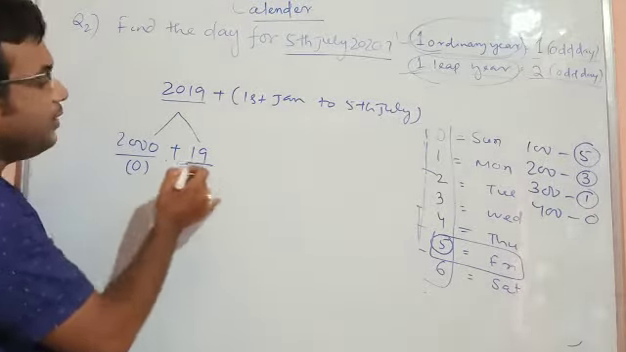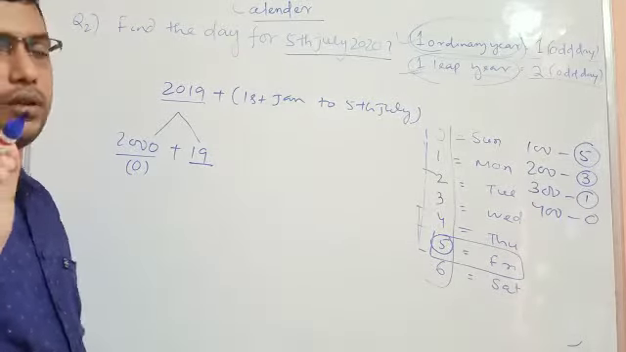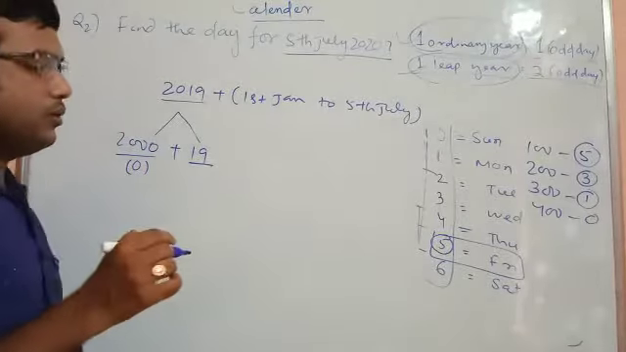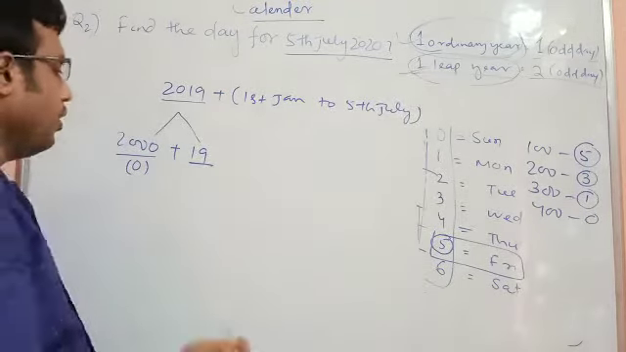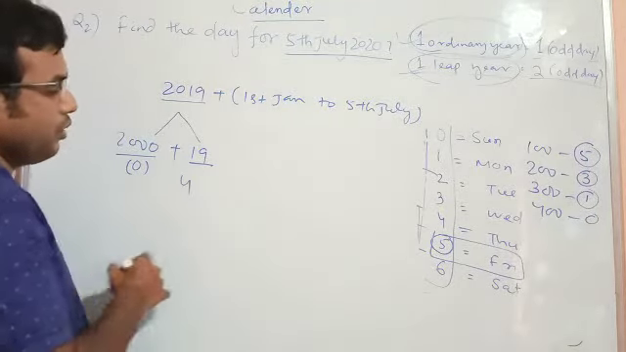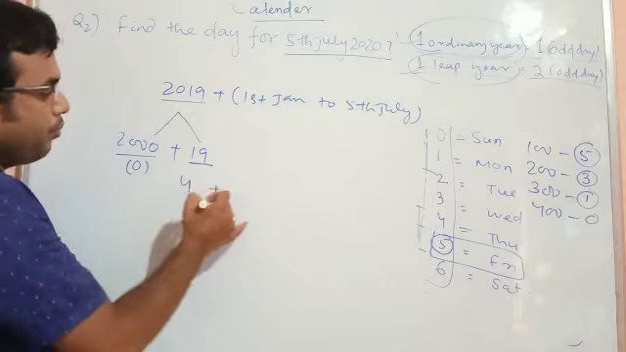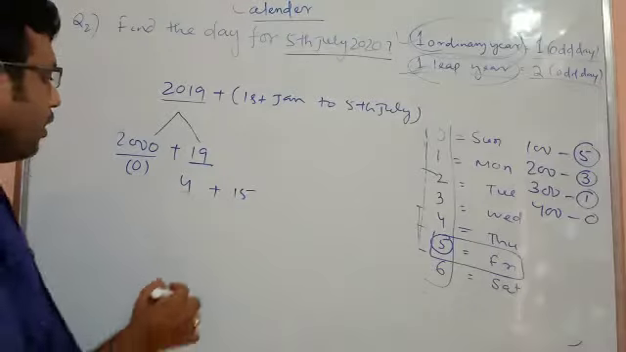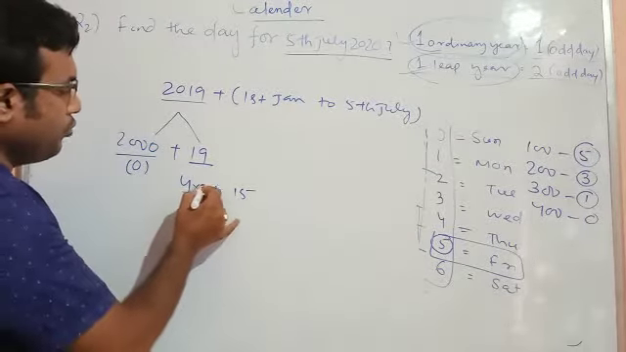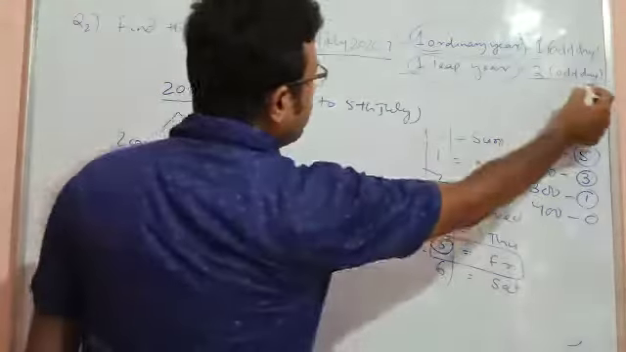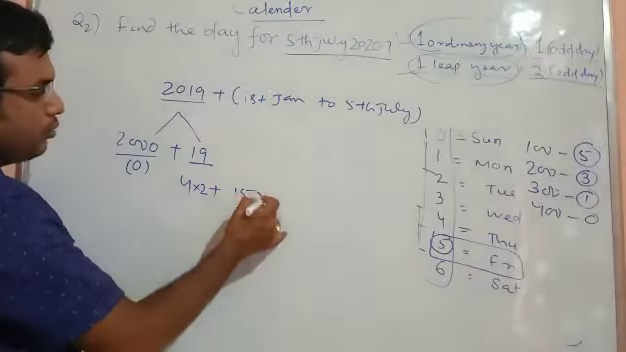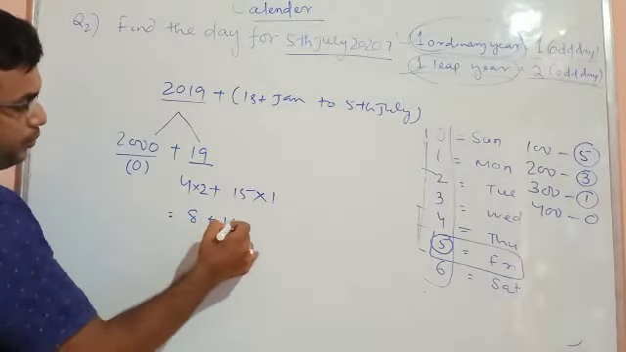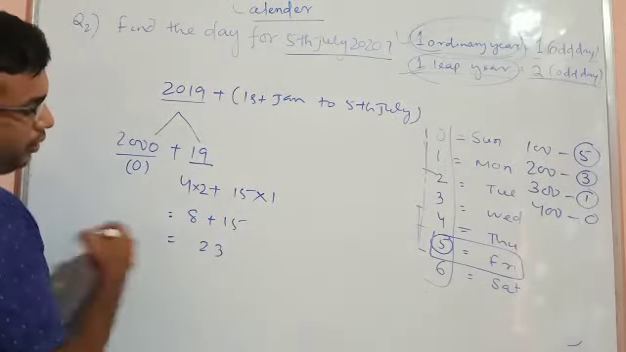And 19 years you break in two ways. That means how many leap years? In every 4 years there is a leap year, so obviously 4 leap years, plus 15 ordinary years. One leap year has 2 odd days, so 4 into 2, plus 15 into 1. So 8 plus 15 equals 23.